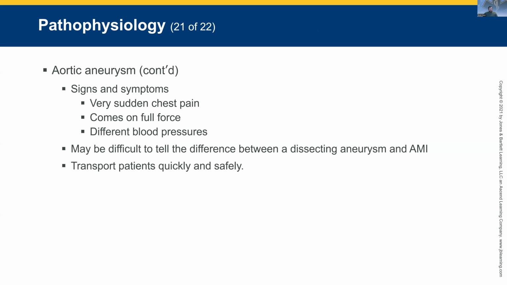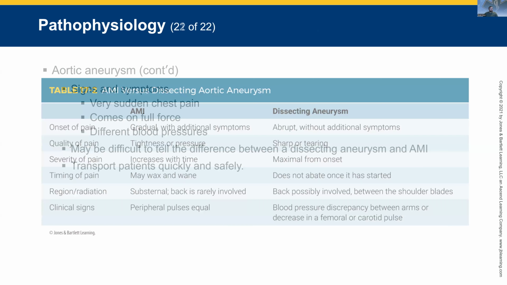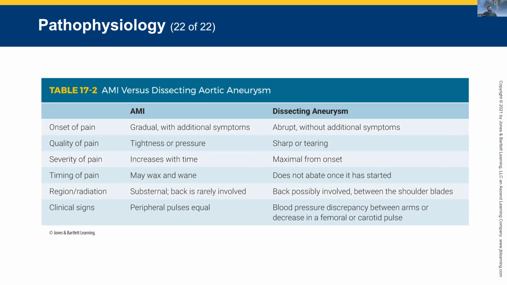We need to treat these patients. We should treat all patients gently, but we definitely need to be gentle with them, because we do not want that aorta to rupture. It's already got a weak spot where it's separated. But if we get a tear in that aorta or a rupture, we're in bad trouble. So here's just some of the differences between that AMI and that dissecting aneurysm.